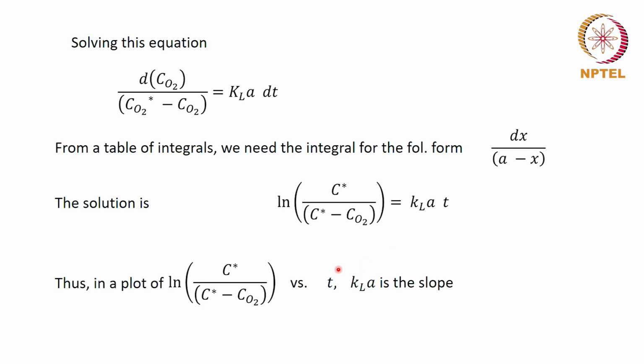And what does this mean? So this is of the form y equals mx, okay, where y is nothing but ln of C star divided by (C star minus CO2). So if you plot ln of C star by (C star minus CO2) versus time, you will get KLA as the slope. Okay. So this is the way of getting KLA in an actual experiment in the industry and so on and so forth.